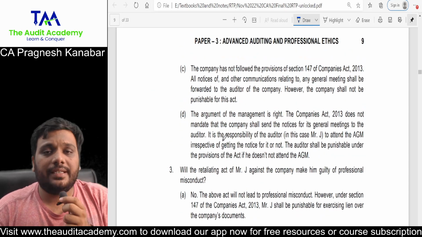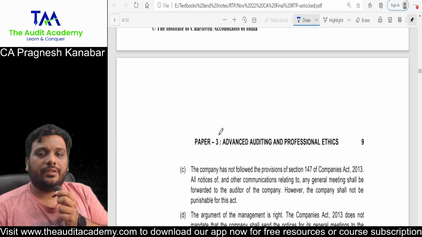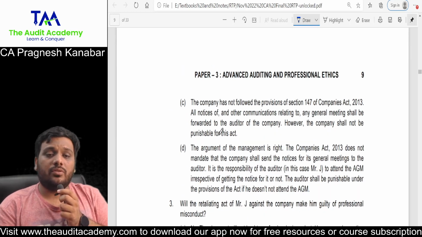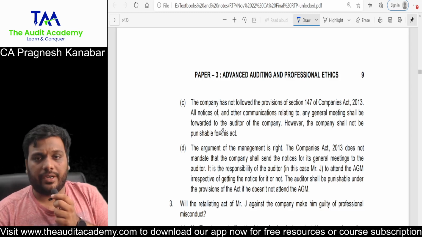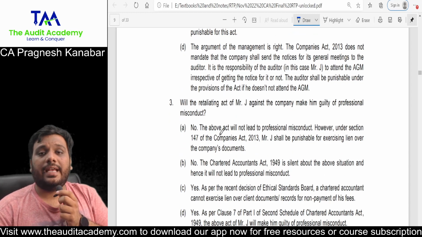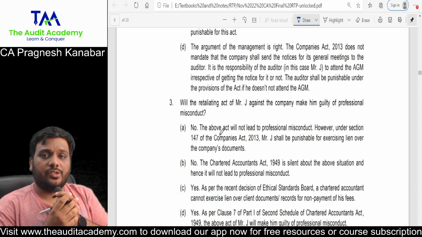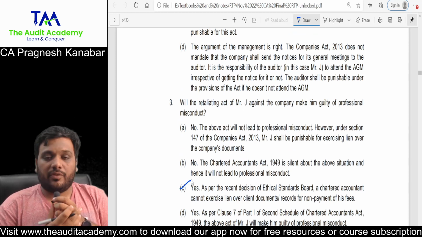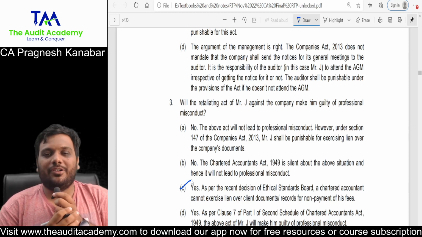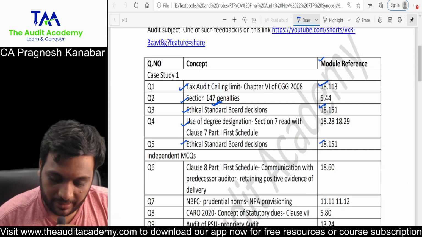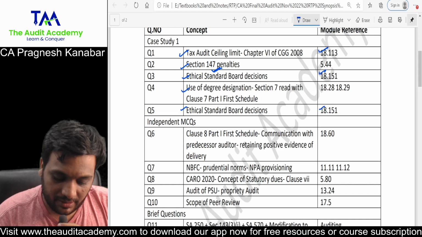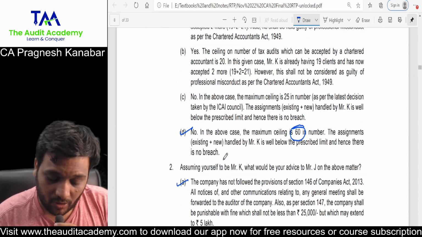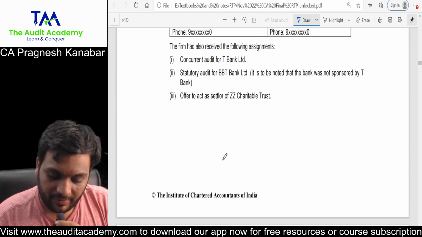All right. So basically there is an ethical standard board decision which says that a practicing chartered accountant cannot retain the books of accounts even if his fees are not cleared. Mr. J over here has retained the books of accounts because his dues are not cleared, and that is not good. It will make him guilty of professional misconduct because of the decision of the ethical standard board. So that is question number 3. I will do question number 5 so you understand that there is something about ethical standard board decisions. I will cover it at once.